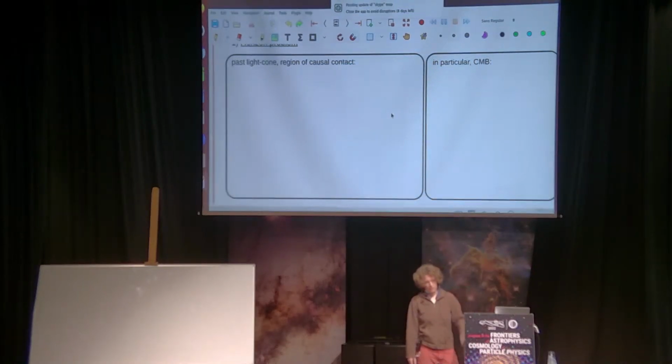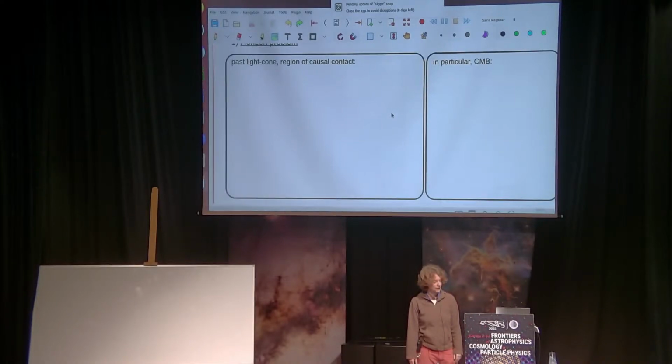And then tomorrow we'll talk about the perturbations, quantum perturbations during inflation, which will lead to some of the key observables that we have today.